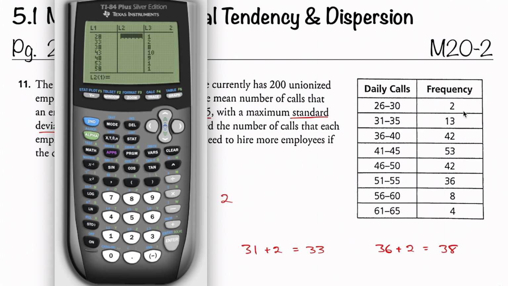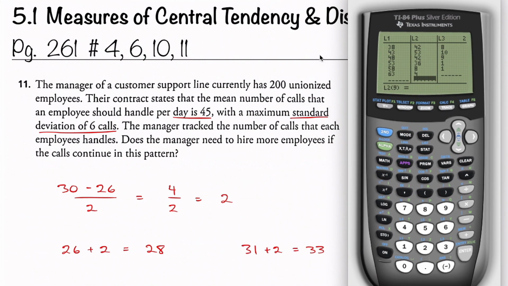Okay, now we're going to put these in. So we had 2, 13, 42, 53, 42 again, 36, 8, and then the last is 4. Just make sure again that these are all lined up correctly with the one that they should be with. So once we've gotten that, now we want to calculate what the question asked for. We want to know what the standard deviation and the mean are and compare that with what this employer said it had to be. So the mean has got to be 45, and the standard deviation's got to be 6.